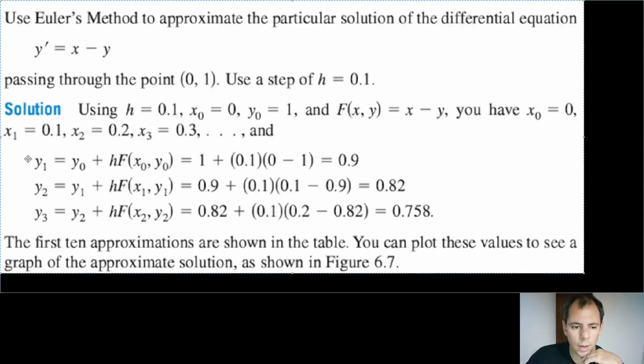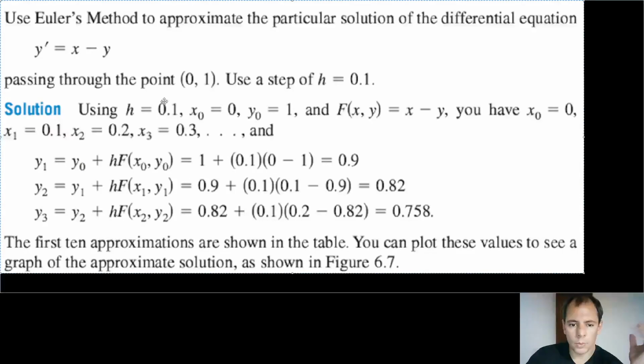Okay. So y1, what is going to be the initial step? Let's go. y1 is equal to y0 plus h, which is 0.1 is the step, times f of x0, y0. Now, what is x0, y0? 0, 1. So it's going to be 0 minus 1, that's minus 1. So you have 0 minus 1 in here. That's going to be 1 plus minus 0.1. So it's 1 minus 0.1, which is 0.9.